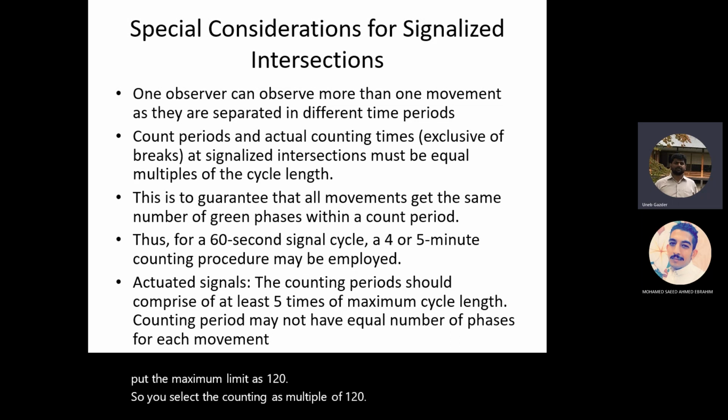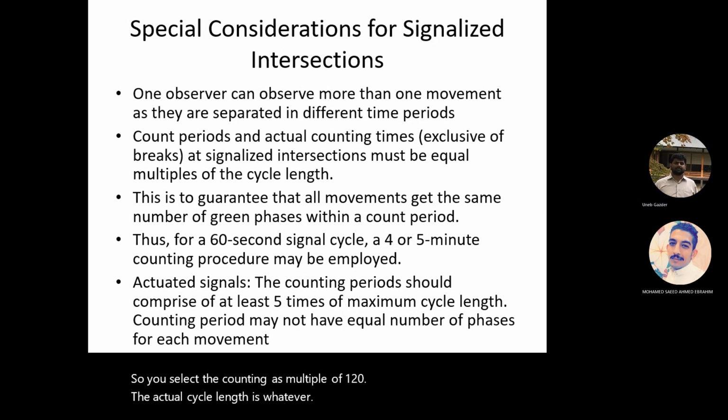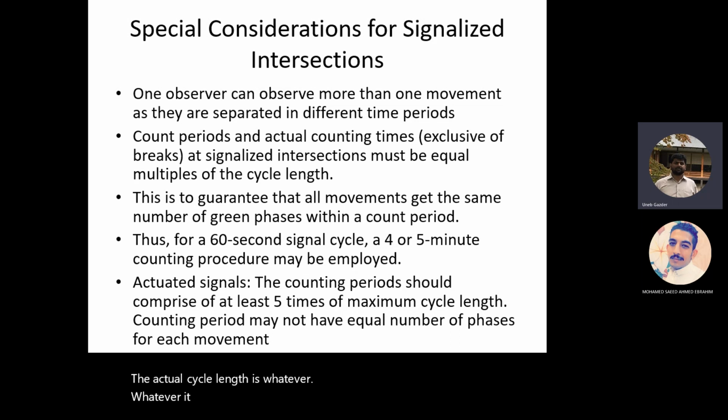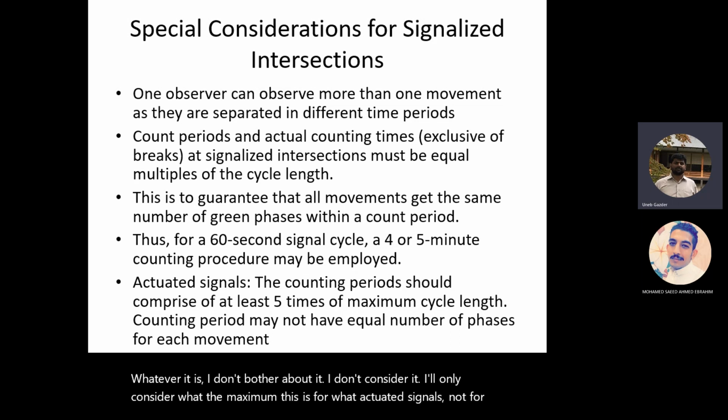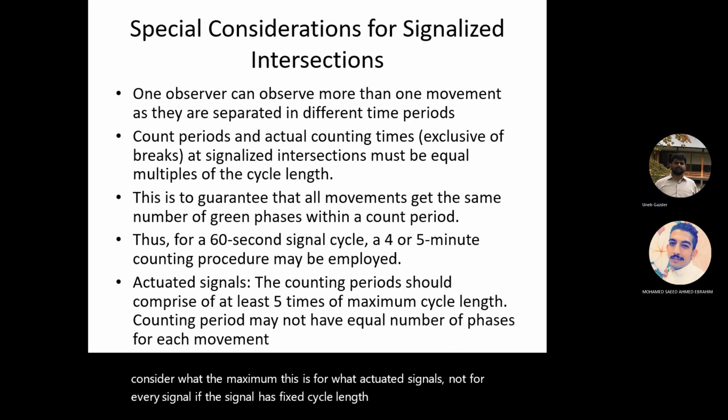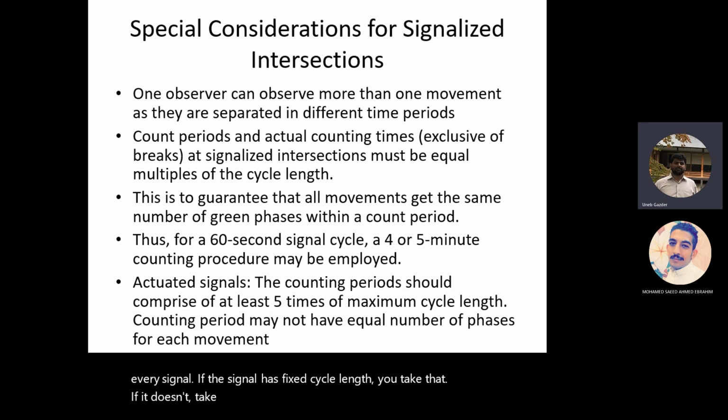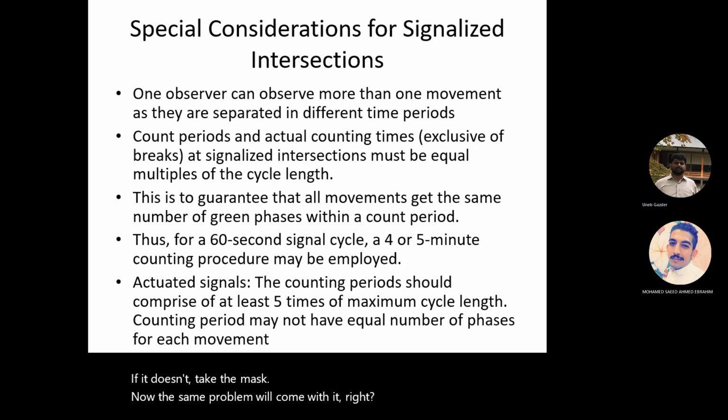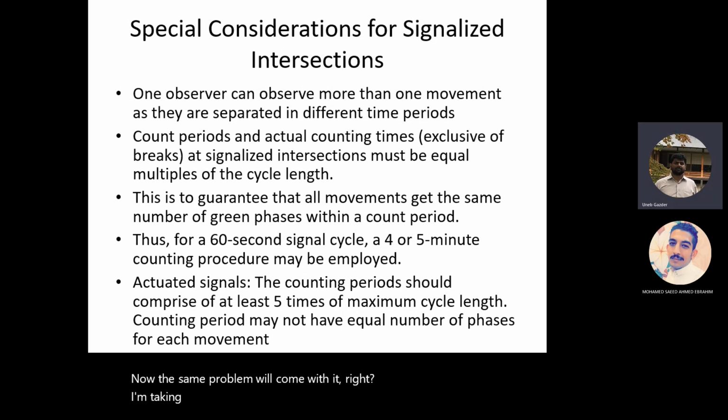The actual cycle length is whatever it is. I don't bother about it. I don't consider it. I only consider the maximum. This is for actuated signals, not for every signal. If the signal has a fixed cycle length, you take that. If it doesn't, take the maximum. Now the same problem will come with it, right? I'm taking the maximum, but the actual is less than that. So maybe some of the cycles will not be completed. So what will happen? Some directions will have more green, right?